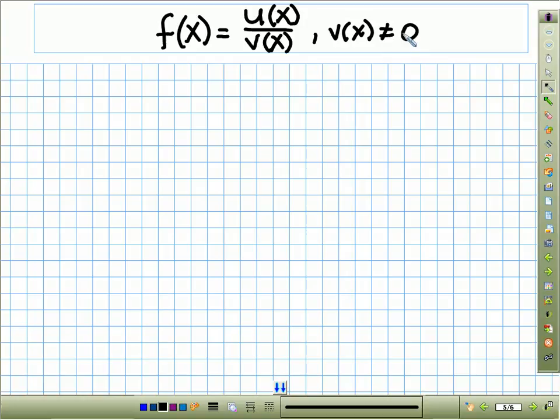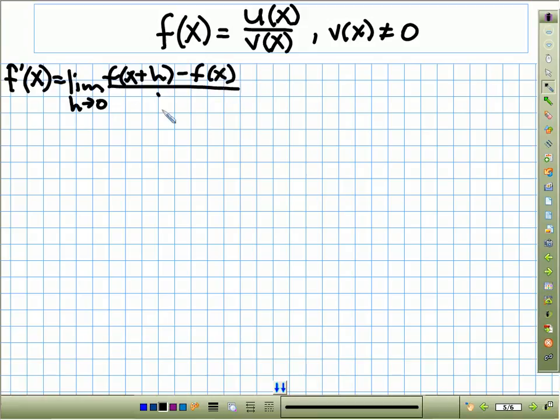Now, of course, to find a formula to differentiate this quotient, we need to go back to the definition of a derivative. And remember, the definition of f prime of x is equal to the limit as h goes to 0 of f of x plus h minus f of x over h.